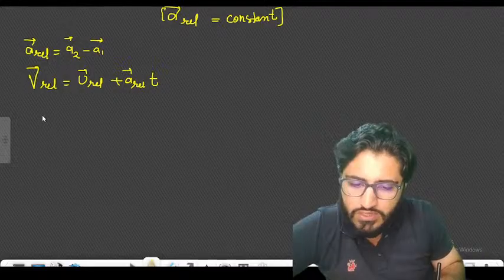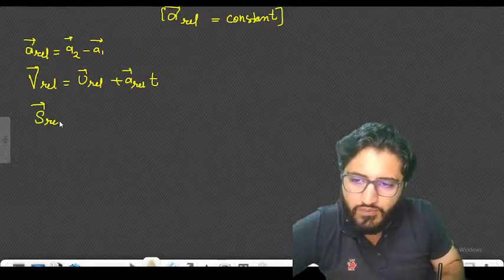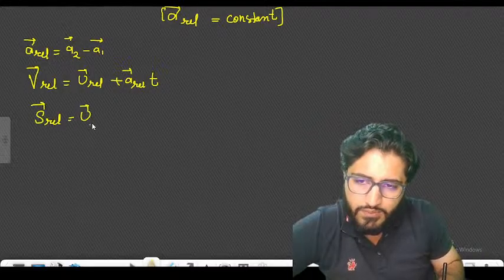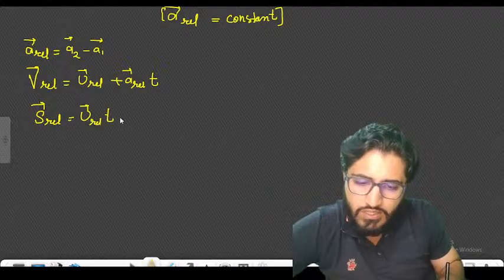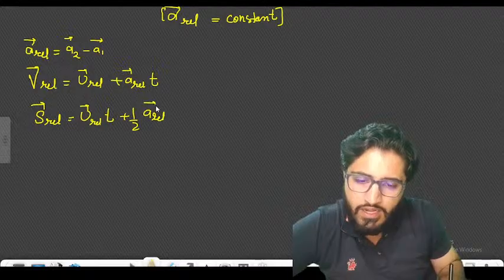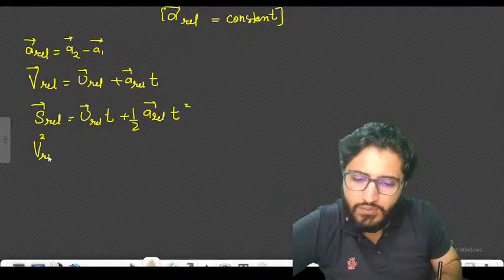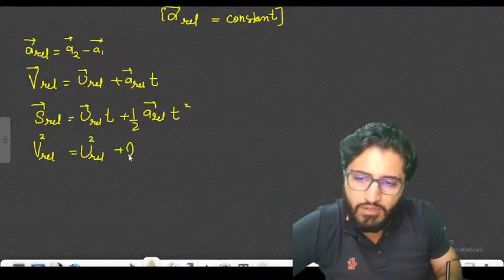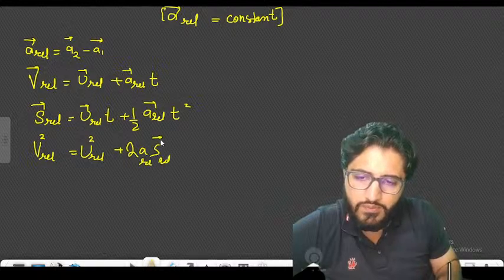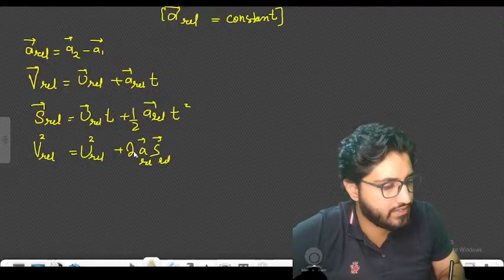You can use s relative, that is u relative into t plus 1/2 of a relative into t square. You can use v square relative equals to u square relative plus 2as relative. You can use these things.